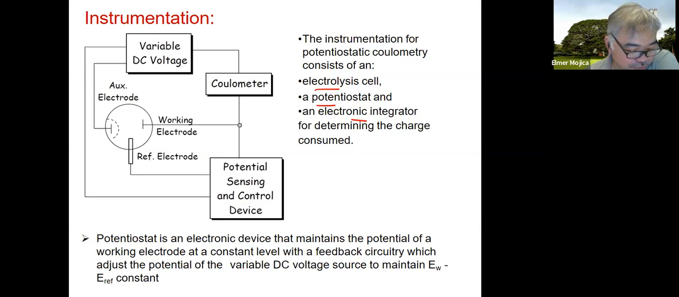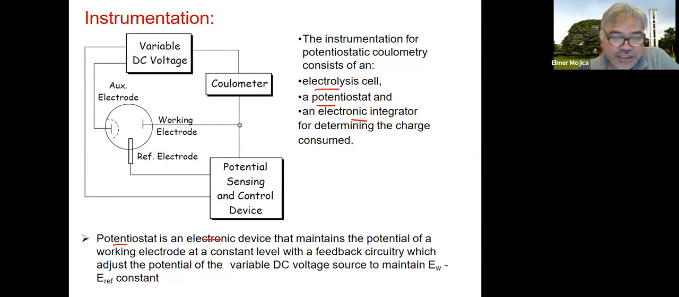If you're going to look at each of the parts that you have here, the potentiostat is the electronic device that can maintain the potential of the working electrode at a constant level. Remember, you have to make sure that the potential is constant. That's why it's controlled potential coulometry. So you need a potentiostat to provide that.